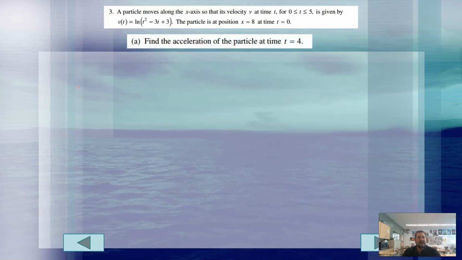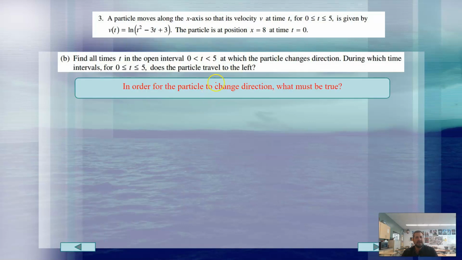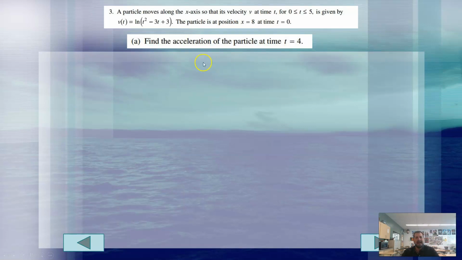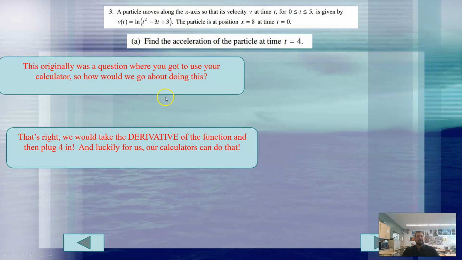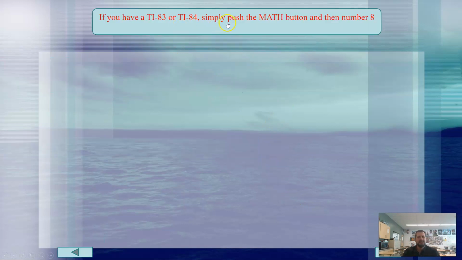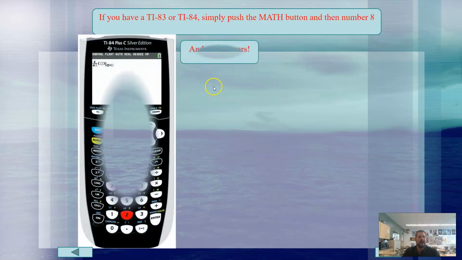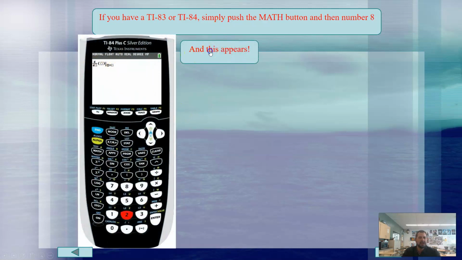So now we say, okay, letter A says find the acceleration of the particle at time equals 4. Well, what we have to realize is, how is acceleration related to what we're given in the problem? To find the acceleration, all I'm being asked to do is find the derivative of that right there. Now, luckily for us, I can have my calculator do this. If you remember, the way that we do that is you just press the math button and then number 8. And this appears on your screen.